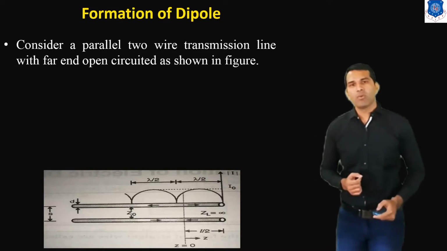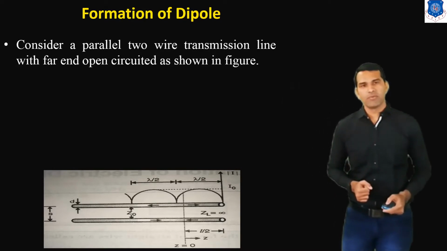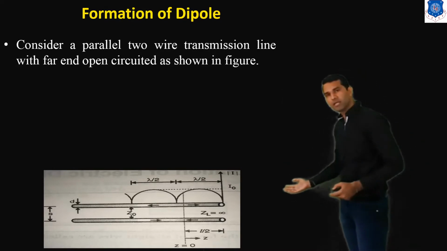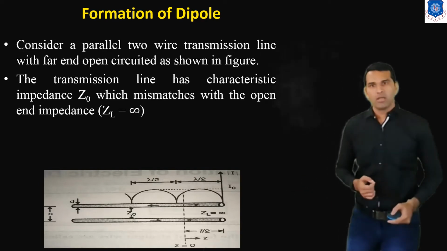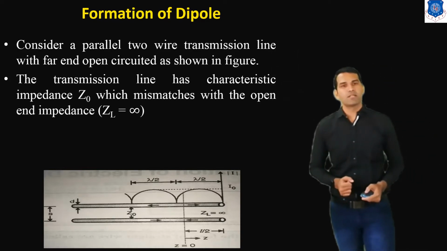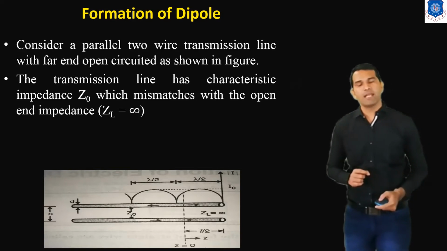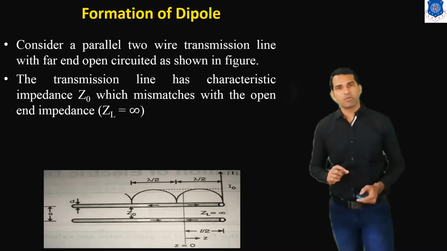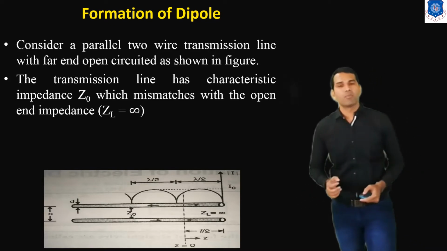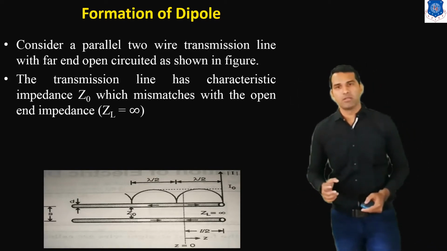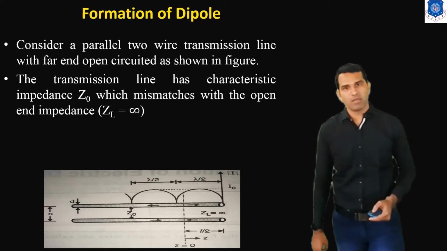Consider a parallel two-wire transmission line with the far end open circuit as shown in the figure. Here is the two-wire transmission line, where one end is terminated and the second end is open. The transmission line has characteristic impedance Z0, which is mismatched with the open end impedance, that means ZL is equal to infinity. This open end is a mismatch with the characteristic impedance of the transmission line.